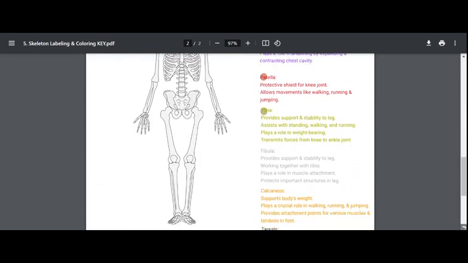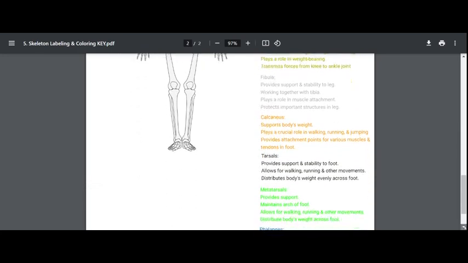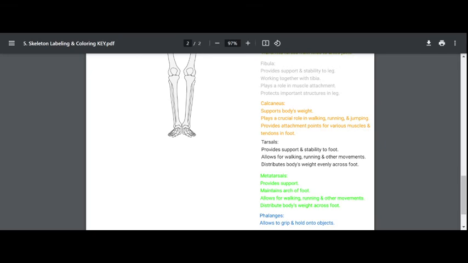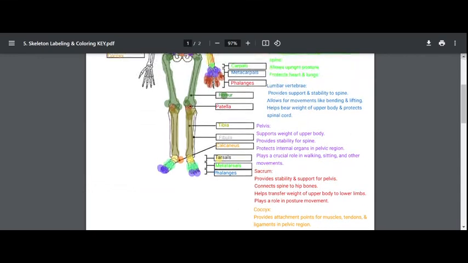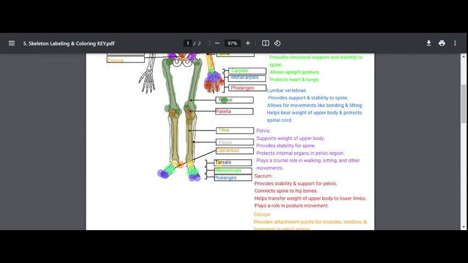And then we have the fibula. Okay, the fibula is in gray, and the fibula provides support and stability to leg, works together with tibia, plays a role in muscle attachment, and protects important structures in leg. So the fibula is gray. And so this right here, right next to the tibia, this little part right here is the fibula. Okay, so you can see the fibula on both sides right here.